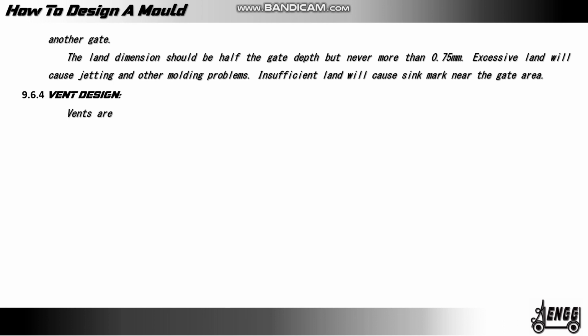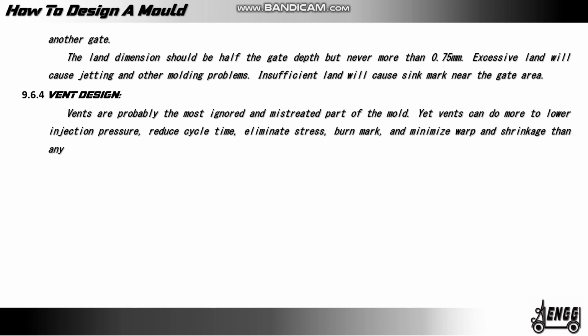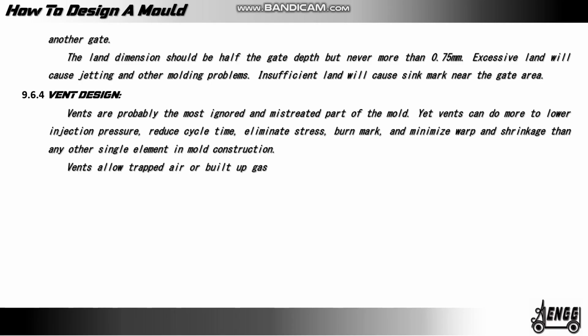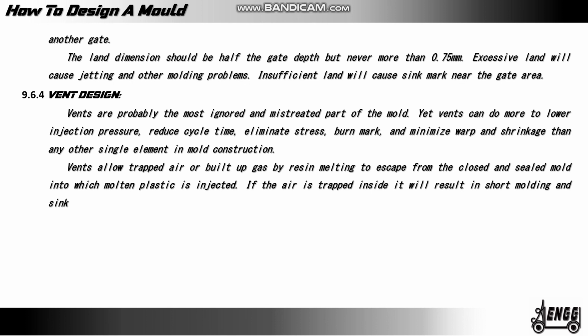Vent design. Vents are probably the most ignored and mistreated part of the mold. Yet, vents can do more to lower injection pressure, reduce cycle time, eliminate stress, burn marks, and minimize warp and shrinkage than any other single element in mold construction. Vents allow trapped air or built up gas from resin melting to escape from the closed and sealed mold into which molten plastic is injected. If the air is trapped inside, it will result in short molding and sigma.